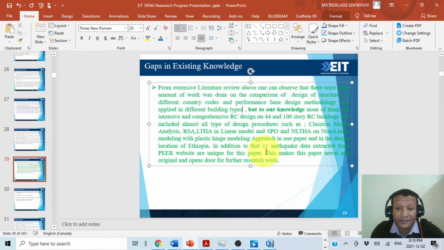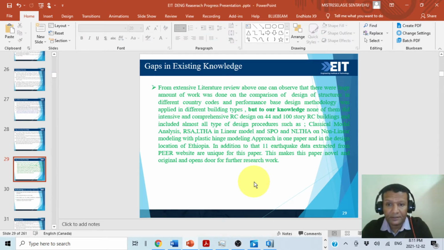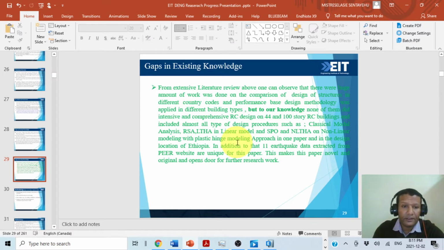In addition to that, 11 earthquake data extracted from PEER websites are unique for this paper. So I extracted 11 ground motion data for time history analysis and nonlinear time history analysis. These are also unique. This makes this paper novel and original and opens the door for future research works to come. Only ALF is not included in this paper until now, but in the future I will include it also to make it a full paper. I will include ALF as well.